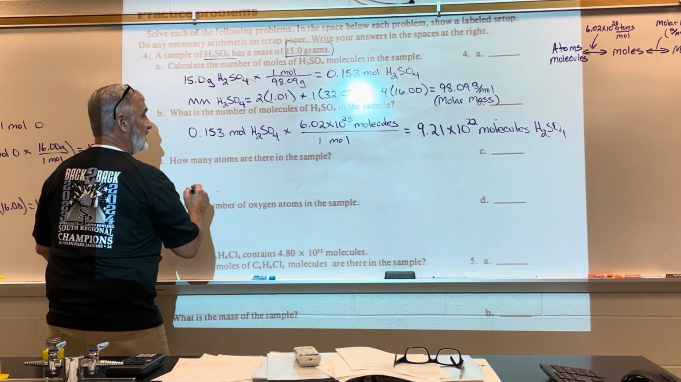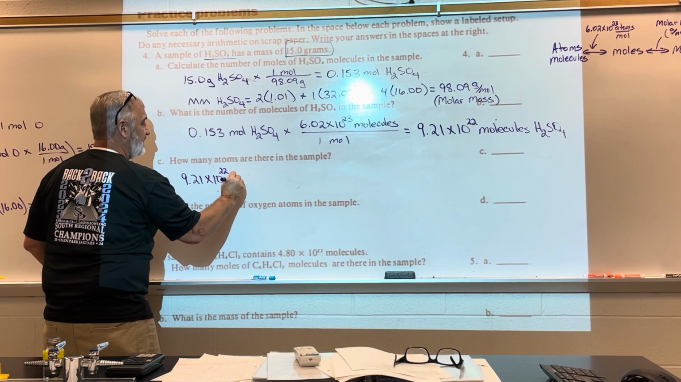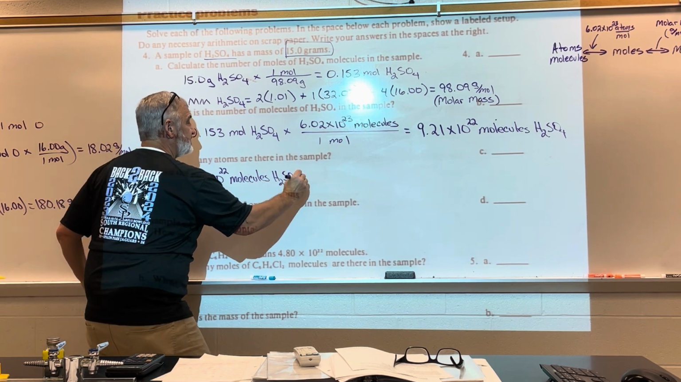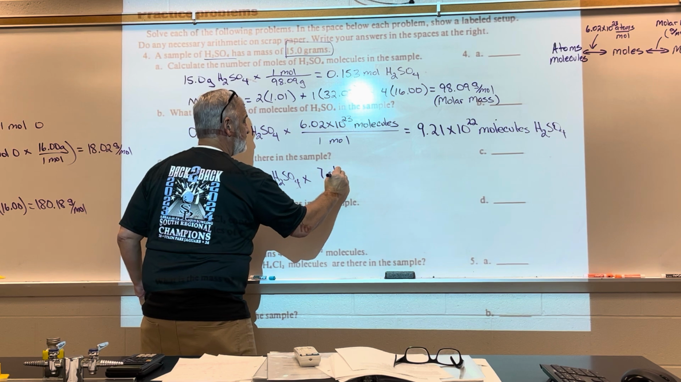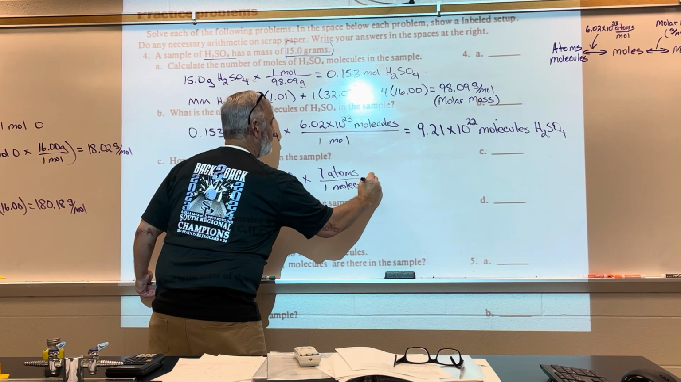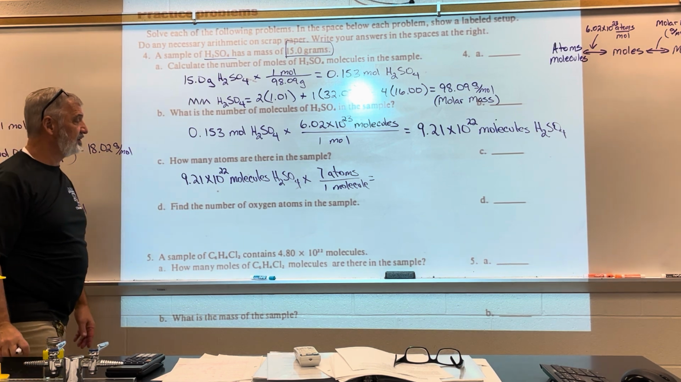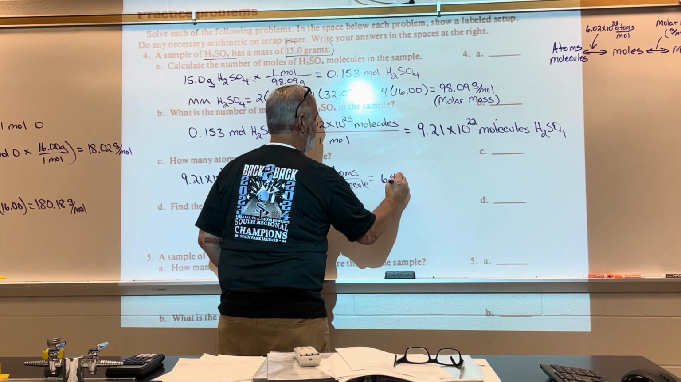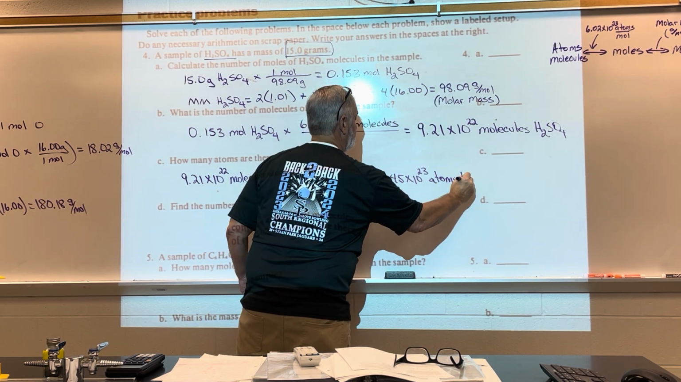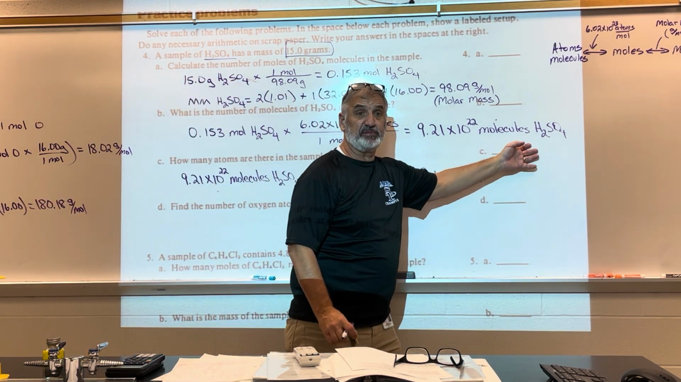So I'm going to say 9.21 times 10 to the 22nd molecules of H2SO4 times 7 atoms for every 1 molecule. And that number turns out to be 6.45 times 10 to the 23rd. So that's the total number of atoms, okay? Because molecules are composed of atoms.